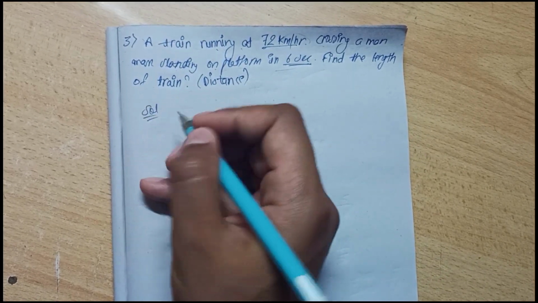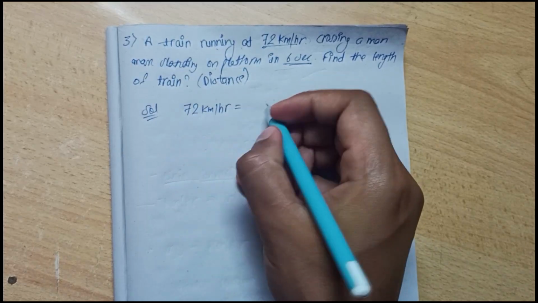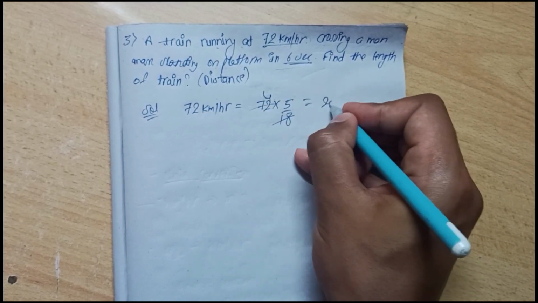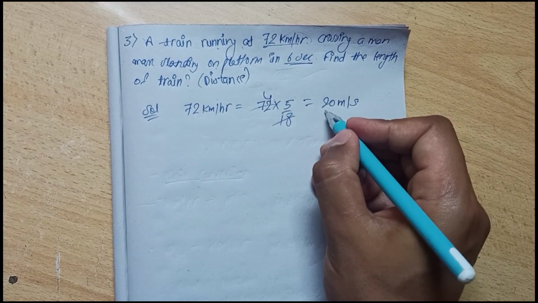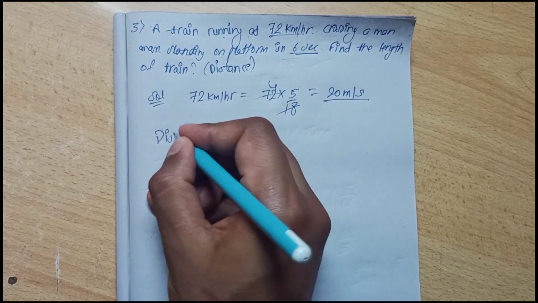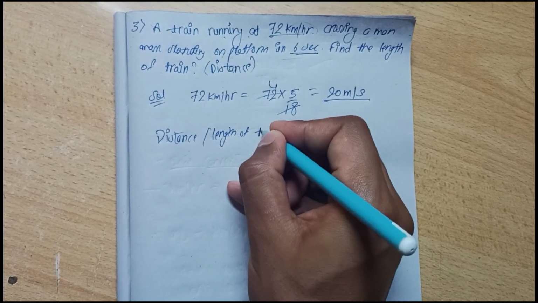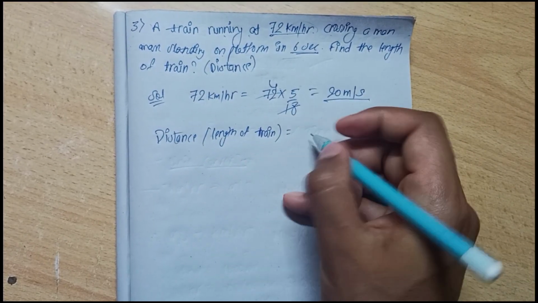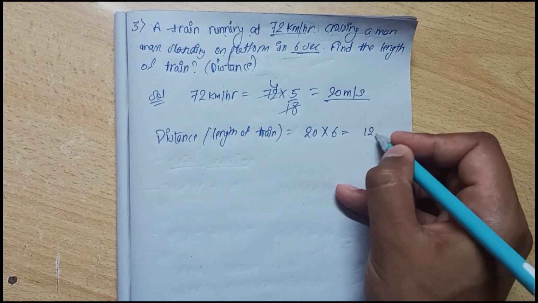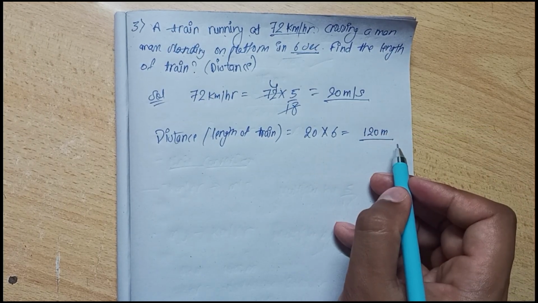So first we will convert 72 km per hour into meter per second. Directly, 72 times 5 by 18, which is equal to 20 meter per second. Now we have the speed in meter per second. We just need to calculate the distance, which is the length of the train. Multiply both, 20 times 6, which is 120 meter. So this is our length of the train.